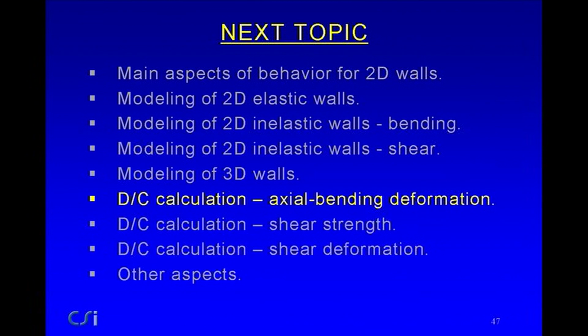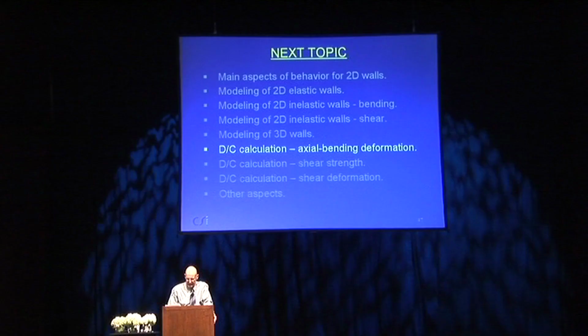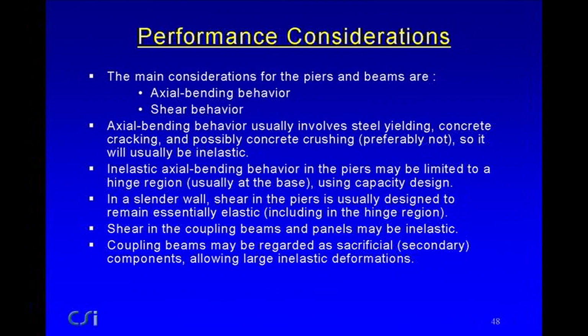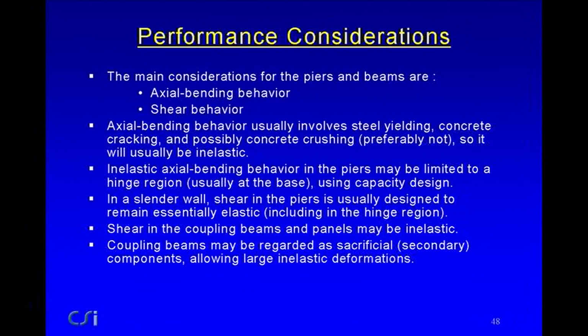So let's move on now and look at demand capacity calculation. Firstly, for axial bending, which we'll assume is inelastic, so we're talking here not about strength but deformation. The performance considerations. The main considerations for the piers and beams are the axial bending behavior and the shear behavior. Axial bending behavior usually involves steel yielding, concrete cracking, and possibly concrete crushing, although preferably not. So it will be inelastic.